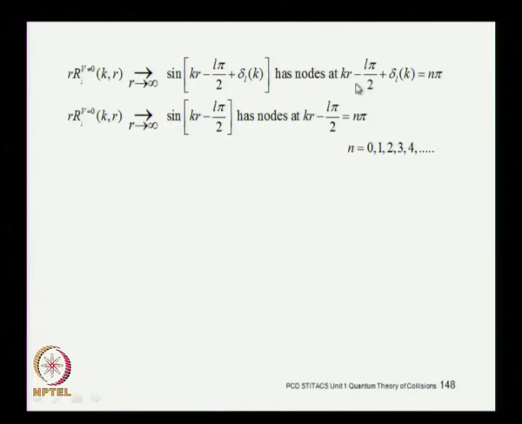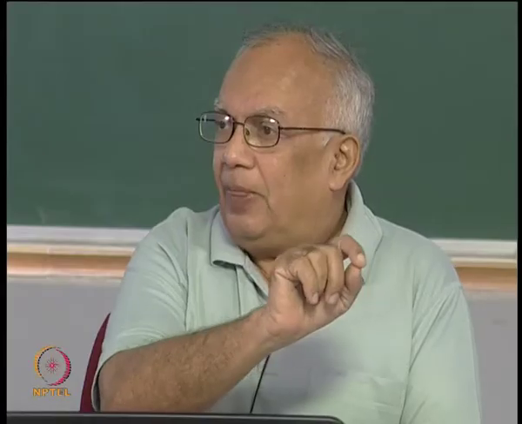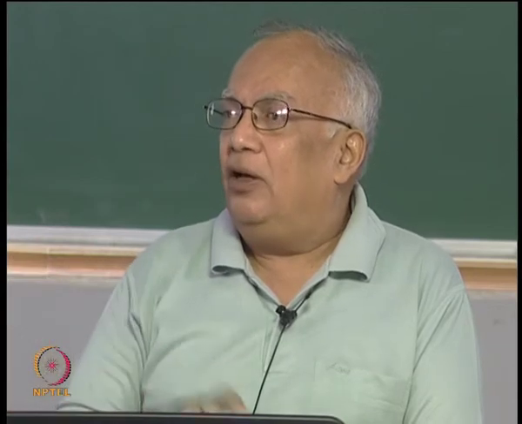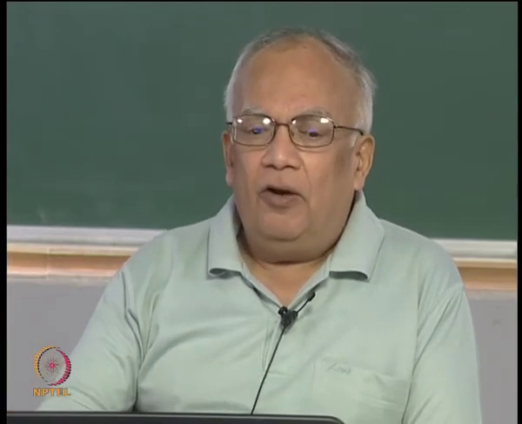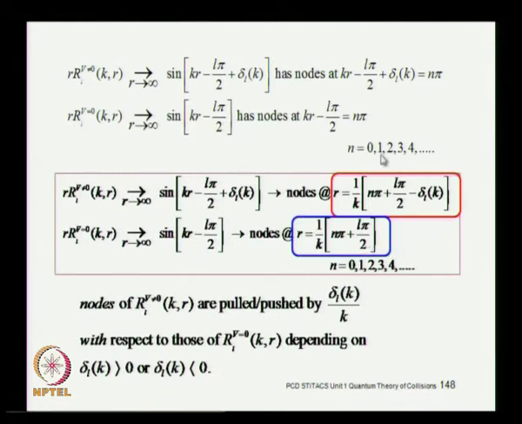Because if this is the relation that must be satisfied, then if you write this equation for R, then R must be equal to 1 over k times n pi plus L pi by 2 minus delta. This is the location of the node on the radial R axis. That tells you exactly where on the radial distance, how far away from the center, the node will occur. For the case when you have a potential which is not equal to 0, these nodes will occur at these values of R. For the free electron, these nodes occur at n pi plus L pi by 2. So, this is the position of the nodes, and notice that the nodes do not occur at the same distance.